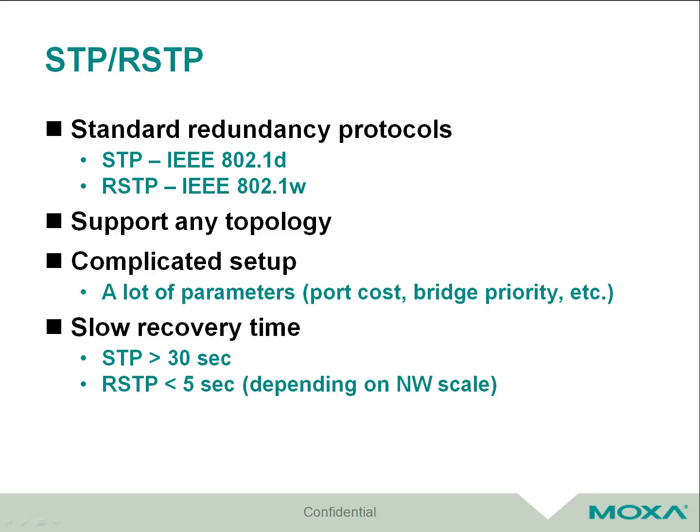And the biggest disadvantage, especially for critical industrial applications, is slow recovery time. The recovery depends on the quantity of switches and can take 30 seconds or more. The evolution of STP is RSTP, which is short for Rapid Spanning Tree Protocol. The algorithm was optimized so that RSTP can recover quicker. Typical recovery time is around 5 seconds, but it can be slower or faster depending on topology complexity. The configuration of RSTP is similar to STP.